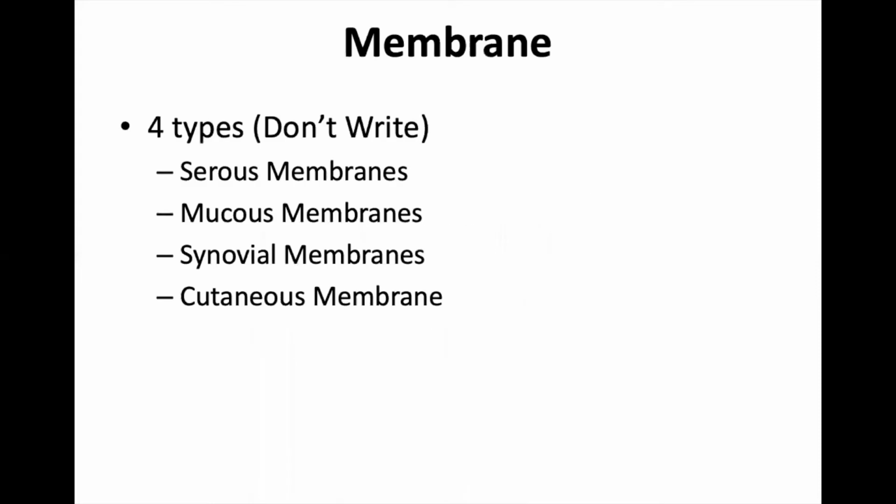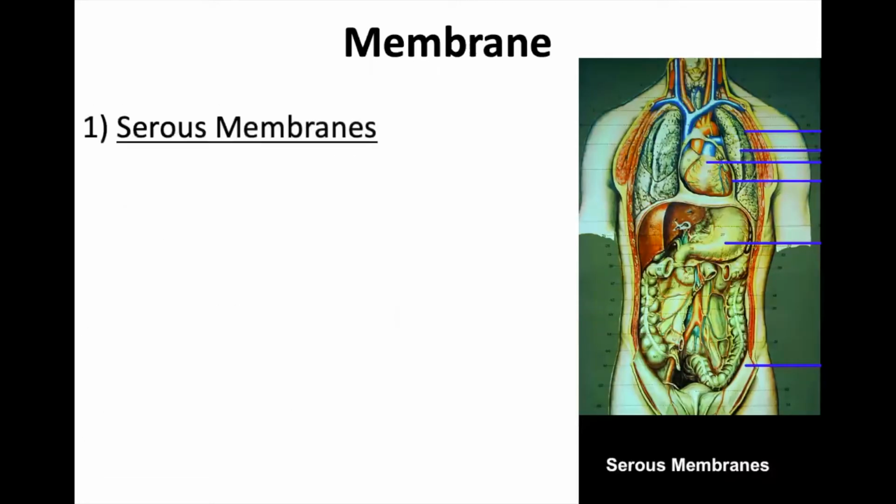We got four main types. We're talking about the serous membrane, mucous membrane, synovial membrane, and cutaneous membrane. These were all vocabulary words. So let's go in and talk about details about each, starting with the serous membrane.